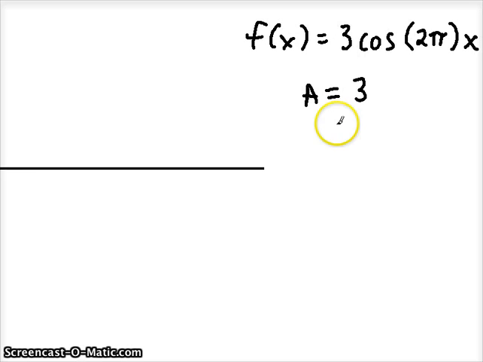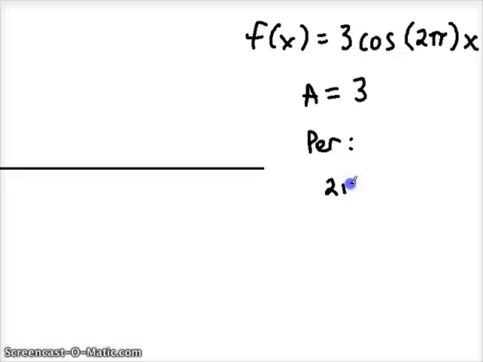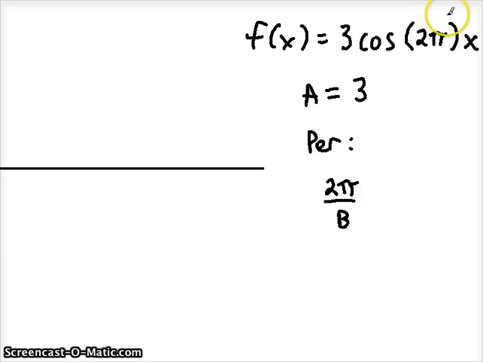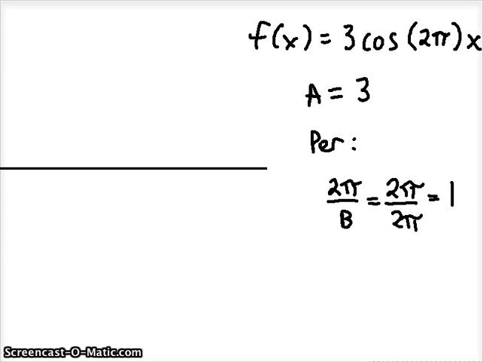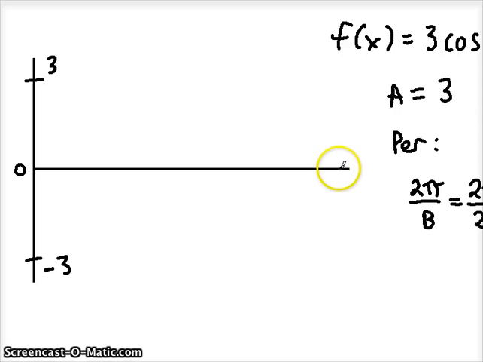Let's figure out the period length. Period is always going to be 2 pi over b for cosine and sine functions. So my b value is always in front of my x, so my b value is actually 2 pi. So if I substitute and simplify, I get 2 pi over 2 pi, which reduces to 1. So I know that my full period length is going to end on 1 there.